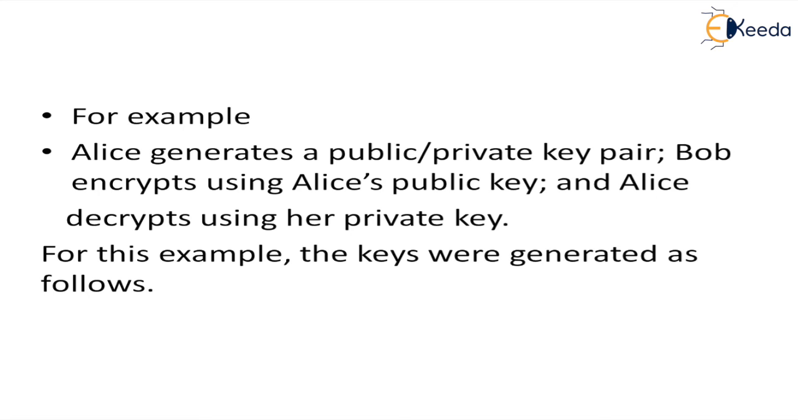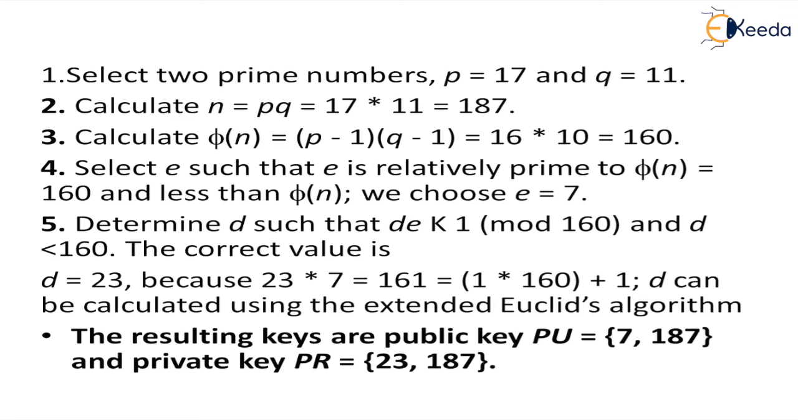For the same example, Alice generates a public as well as a private key pair. Bob encrypts using Alice's public key, and Alice decrypts using her private key. For this example, the keys are generated as follows. Select two prime numbers, P is equal to 17 and Q is equal to 11. Calculate N is equal to PQ, which is 187. Calculate phi of N, (P minus 1) times (Q minus 1), that is 16 times 10, which is 160.